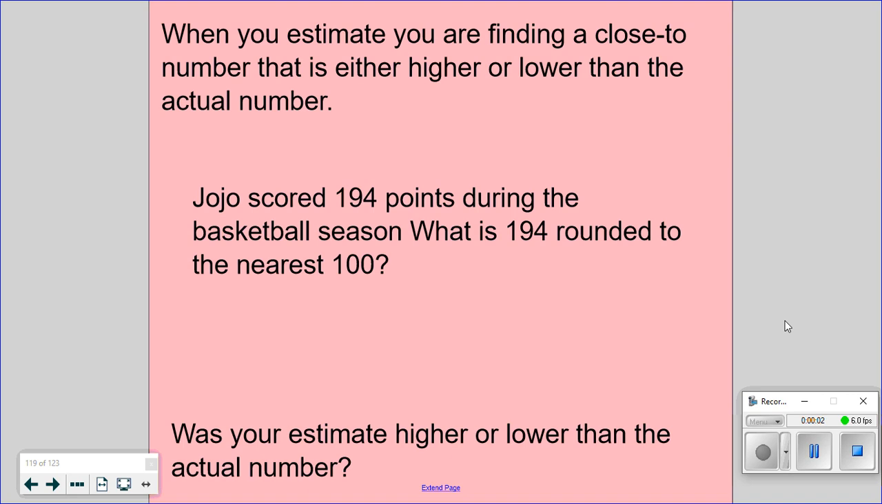Crew. The title is not going to be on here. I'll write it on my whiteboard of what I would like your title to be. Your title is going to be: is my estimate higher or lower than my actual number? That's going to be your title today. Is my estimate higher or lower than my actual number?